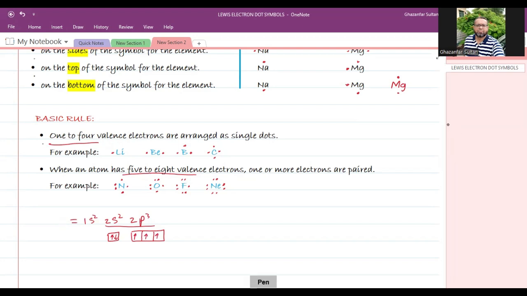In case of oxygen, the electronic configuration is 2p4. So it means one more electron would be here. So there are 2 pairs and 2 unpaired electrons. Okay. And similarly, for fluorine, its electronic configuration is 1s2, 2s2, and 2p5. So one more electron is paired, whether this or this.